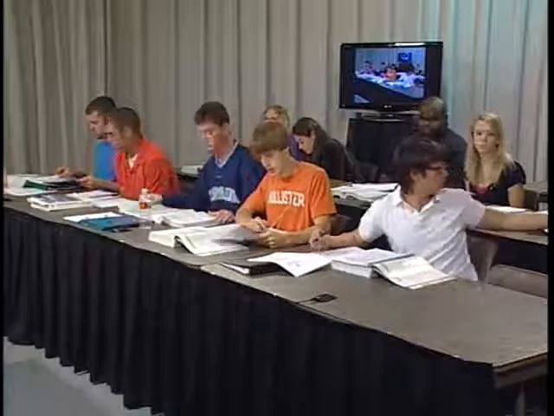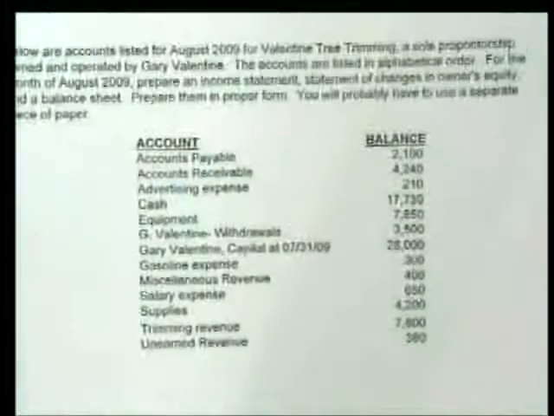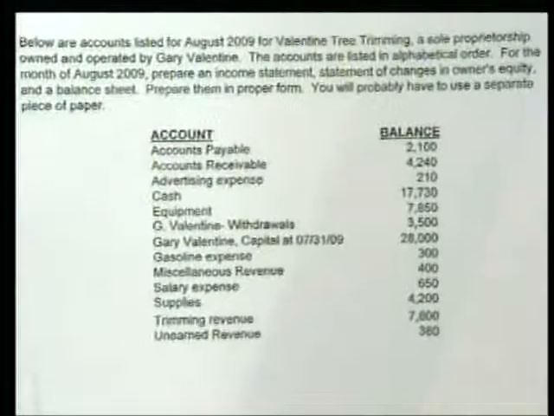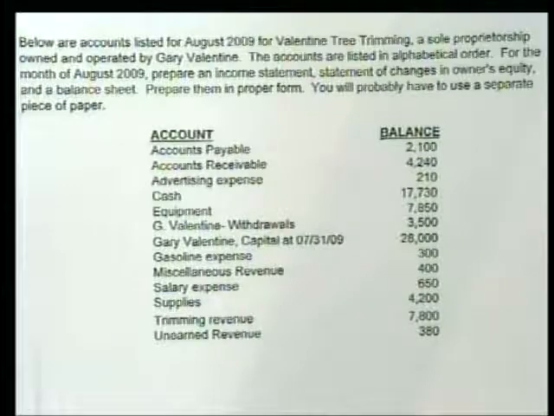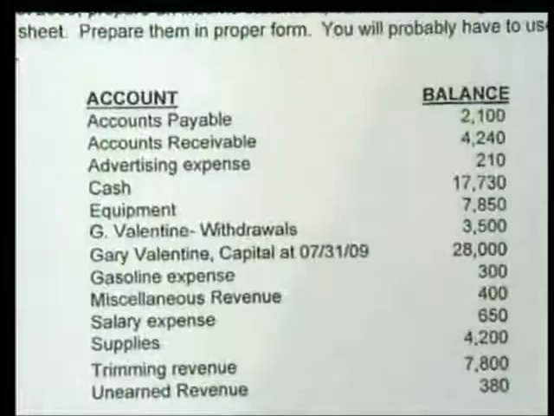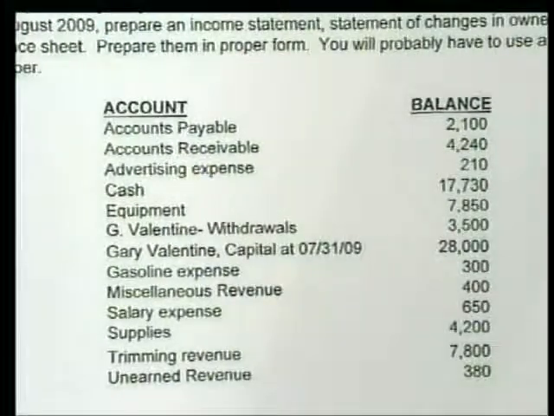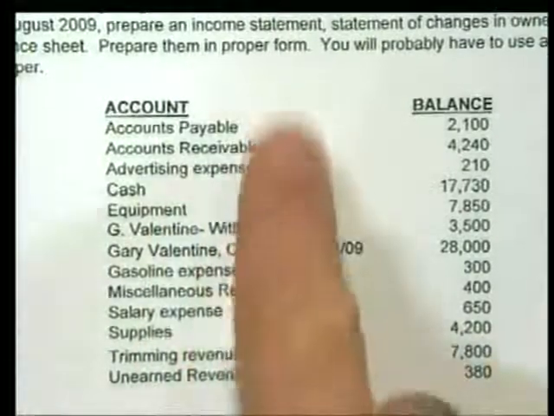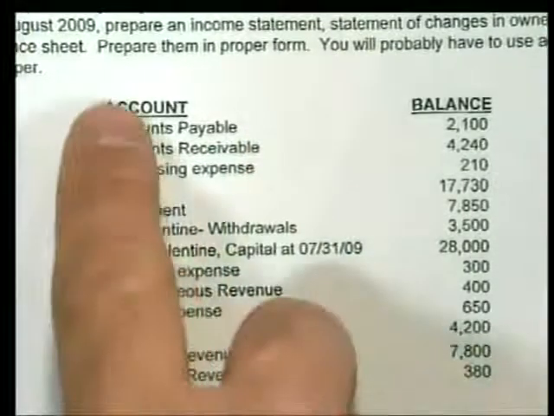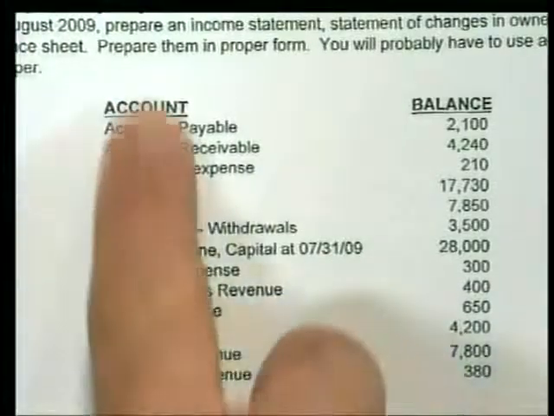Okay? Now, I want to show you something on this one. Now, I will tell you right now, this is a former test question. Okay? But what did I do differently when I listed the accounts here? How is this different than what you did on your homework? I alphabetized them. So they're all mixed up.